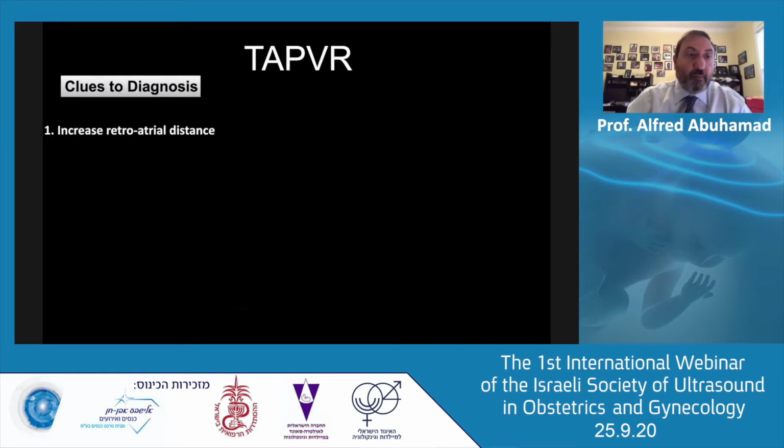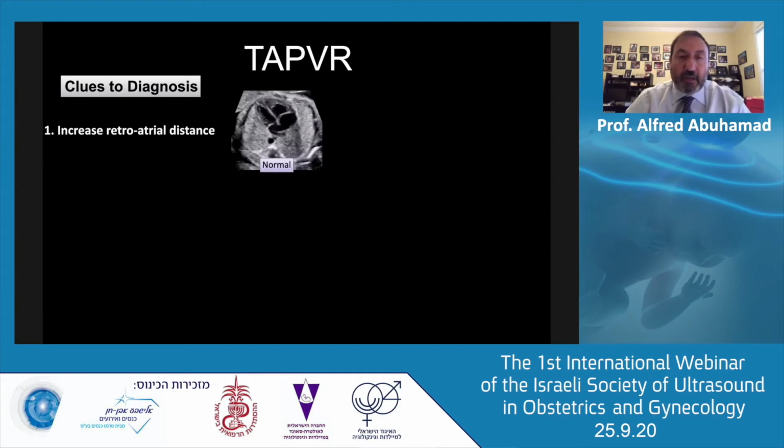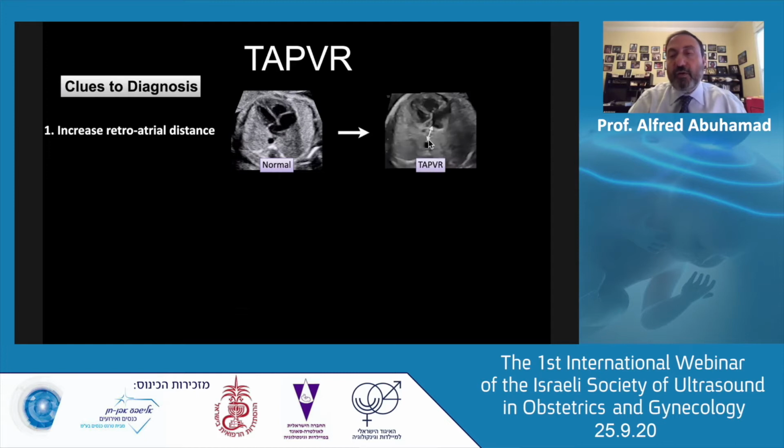The first and most important is the increased retroatrial distance. So here's the normal four-chamber view with the descending aorta. Look how small that distance is between the descending aorta and the left atrium. And this is a fetus with total anomalous pulmonary venous return. That distance is increased. There are nomograms that have been developed, but I subjectively look at this area. When I suspect it's increased, I evaluate much more carefully.